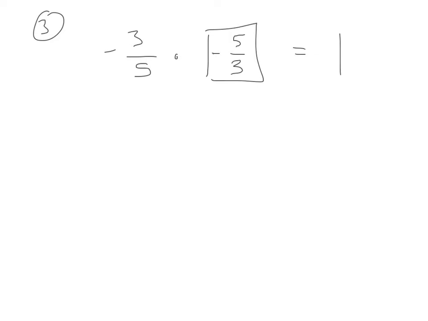If we were to prove this, -3 over 5 times -5 over 3, I'll assign this negative sign to the 3 on top, so let's multiply straight across the top. -3 times -5 is a positive 15. Positive 5 times positive 3 is positive 15. 15 divided by 15 is 1. So there's the proof. These two numbers are reciprocals of each other.